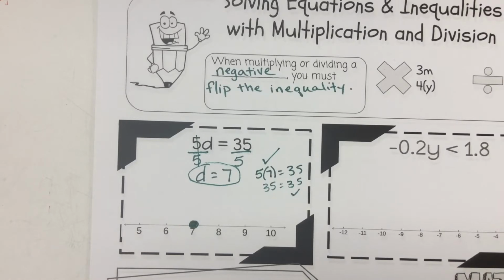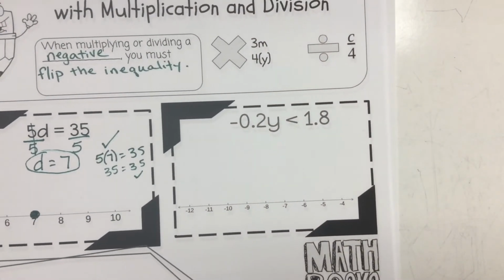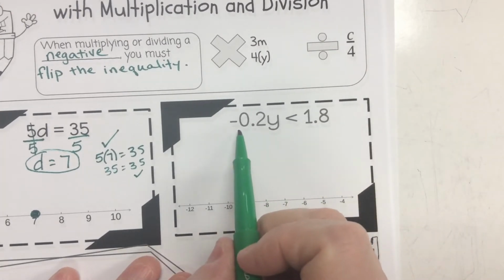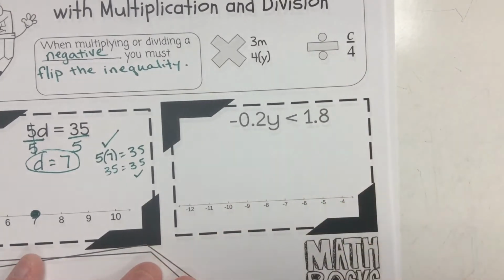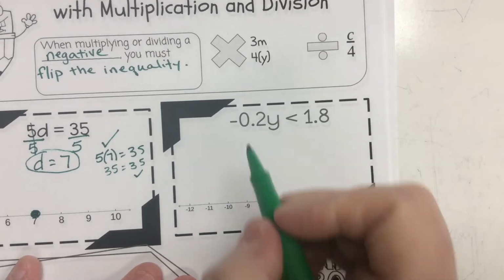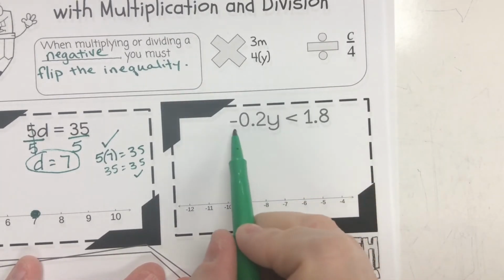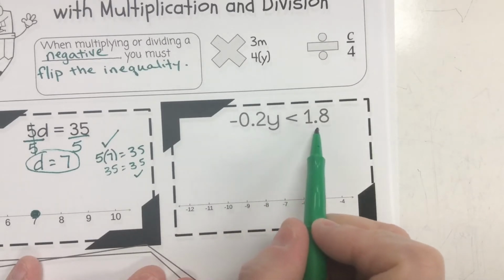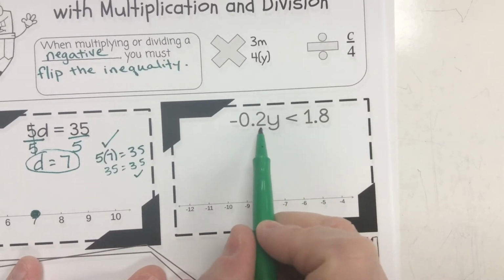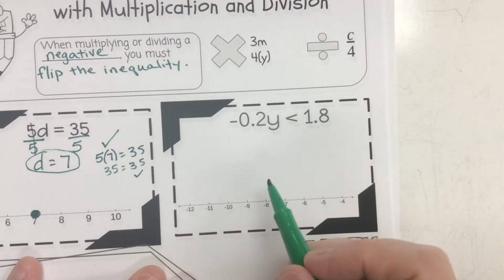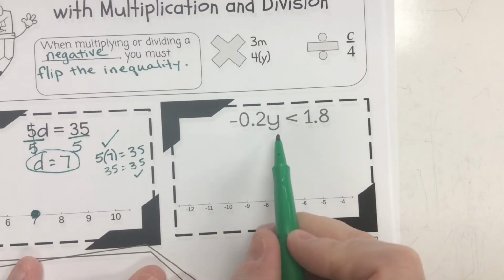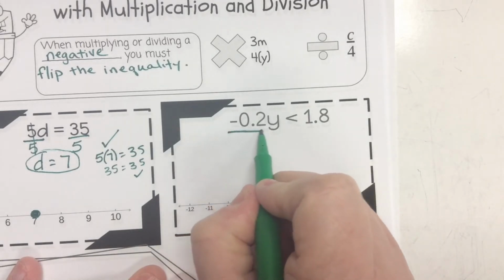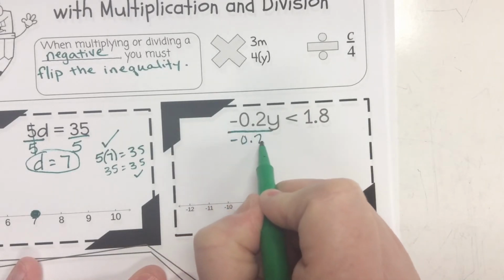Okay, not too bad. The next one, oh, this one's a little tougher. Okay, this is where we talk about dividing by a negative here, and we have decimals in it also. Okay, this says negative 2/10 times y is less than 1 8/10. Okay, so y is multiplied by negative 0.2. So to isolate the variable, the opposite of multiplying by negative 0.2 is to divide by negative 0.2.